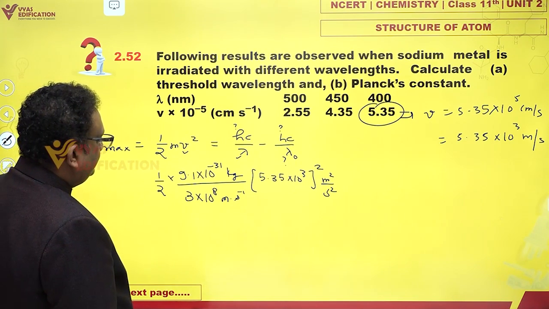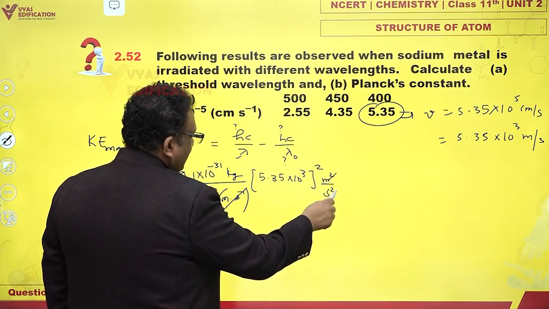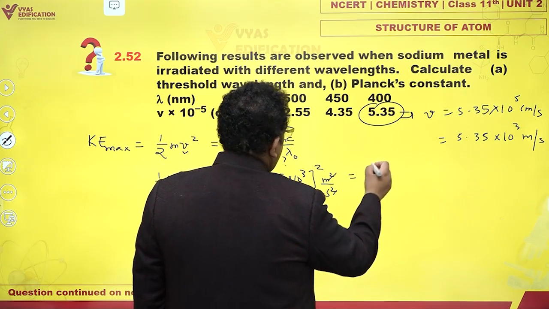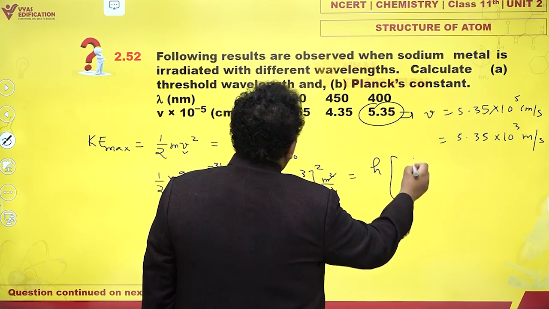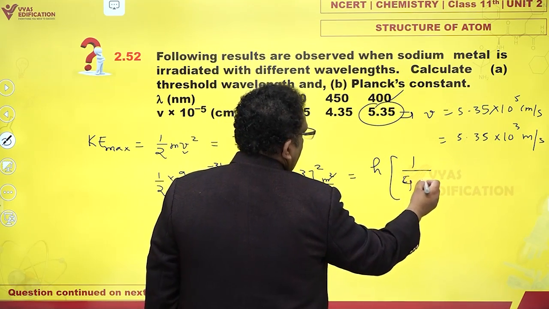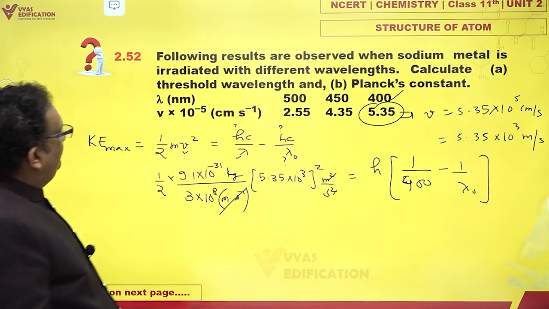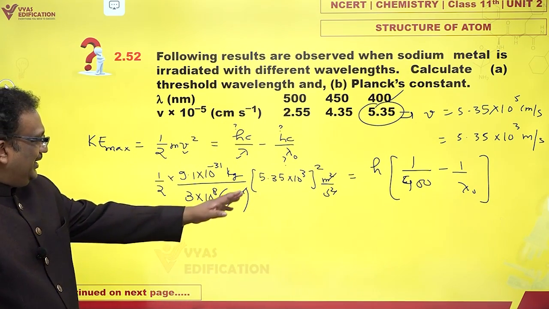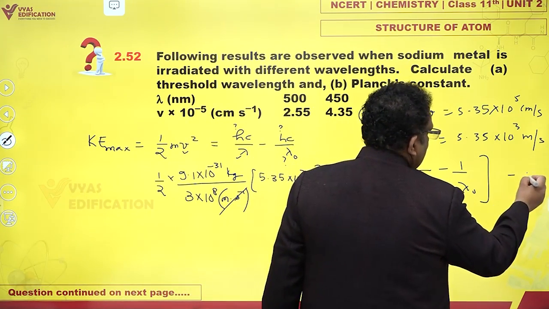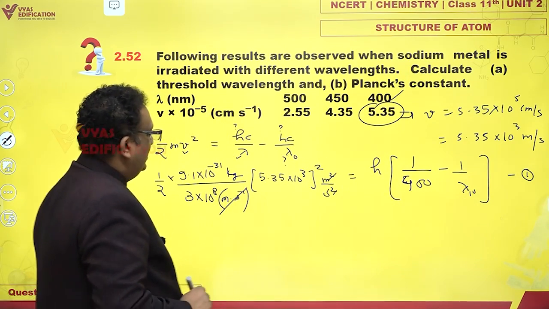Now, the 1 meter per second will cancel from here. 1 by lambda minus 1 by lambda naught. This is h, 1 by lambda. This is 400 minus 1 by lambda naught, which is threshold wavelength. I can calculate all this ugly number. Yes, I have one equation, in lambda naught.